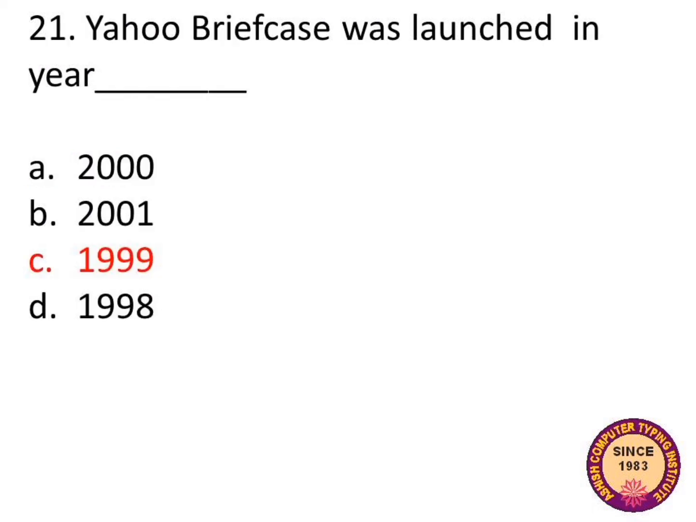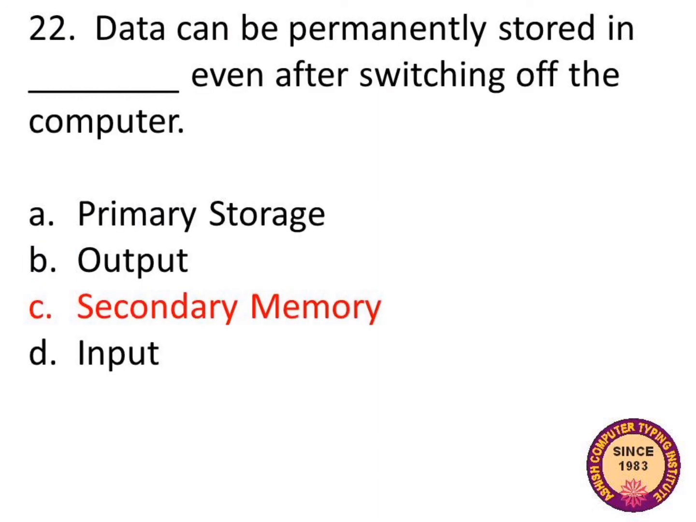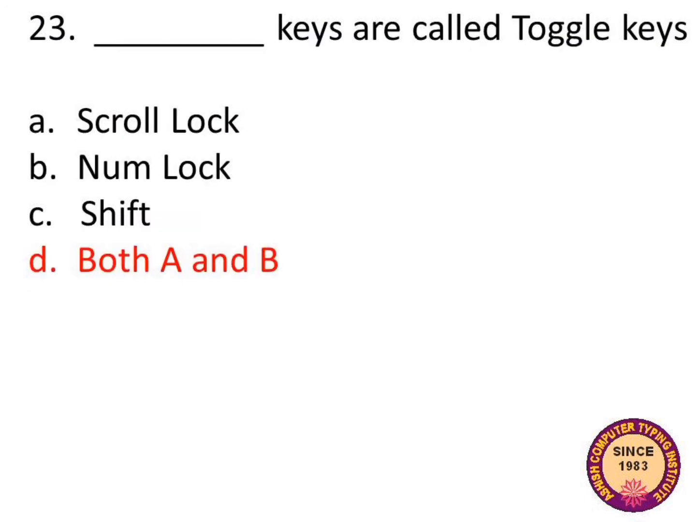Yahoo Briefcase was launched in year dash. Answer is 1999. Data can be permanently stored in dash even after switching off the computer. Answer is secondary memory. Dash keys are called toggle keys. Answer is both A and B, that is scroll lock and number lock.